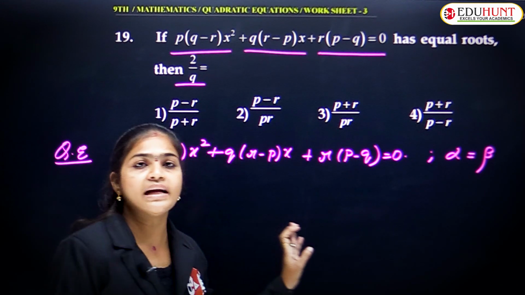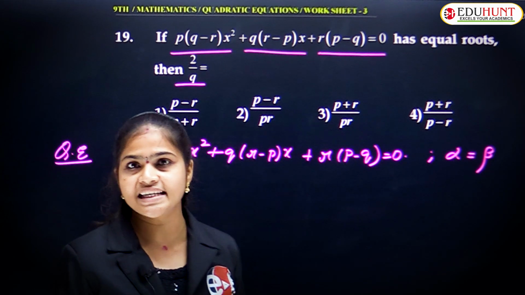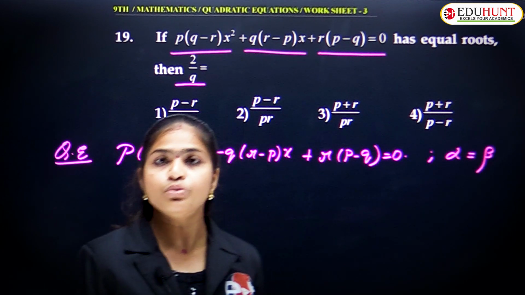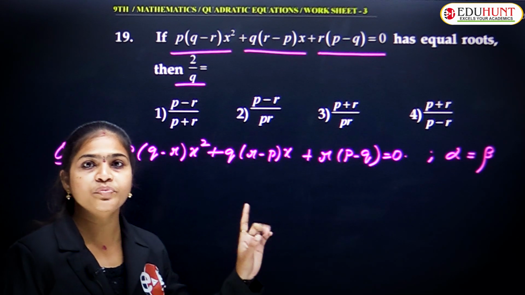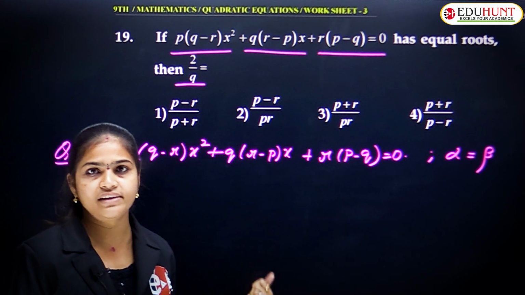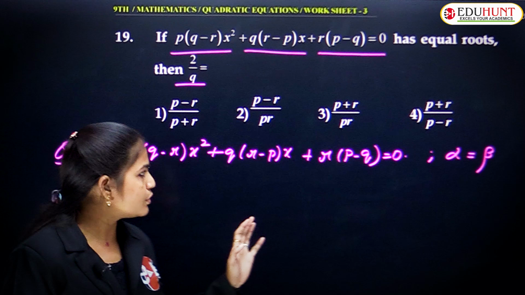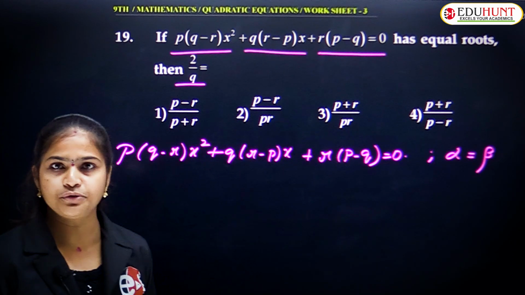That is related to this: if a plus b plus c is equal to 0, then what are the two roots of the quadratic equation? They are 1 and c by a. We already discussed this in the previous questions, so the same condition we have to apply here.